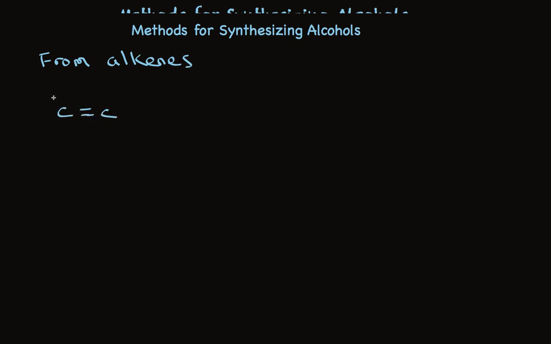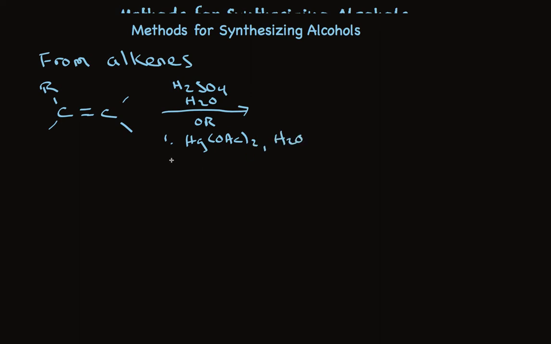I'm going to put the R there to make sure we realize that this carbon is more highly substituted than the other one. And remember that if we use sulfuric acid with water or treatment of the alkene with mercuric acetate and water, the second step is reduction. We add water to the double bond and the hydroxyl group ends up on the carbon that is more highly substituted. That's the Markovnikov addition thing.